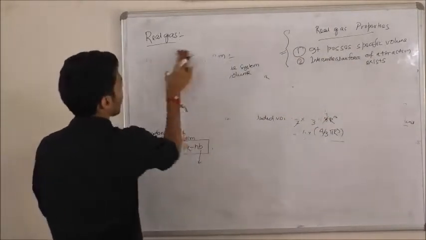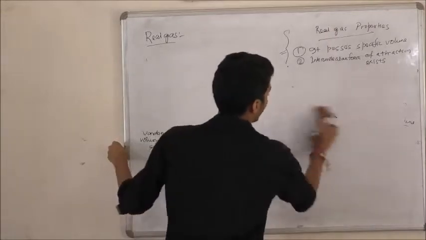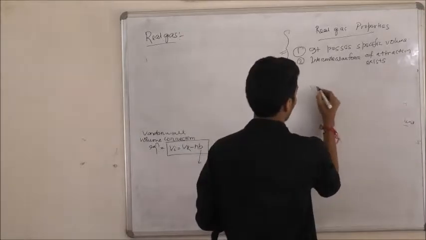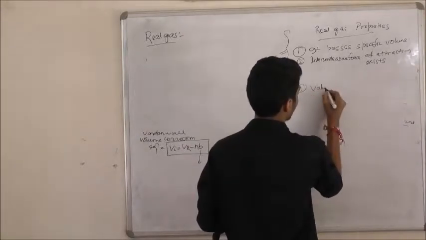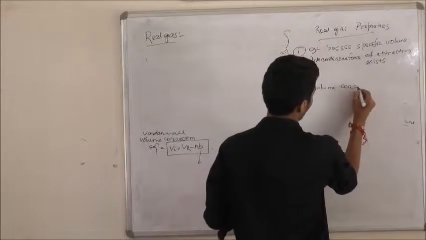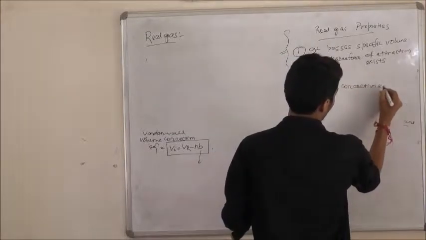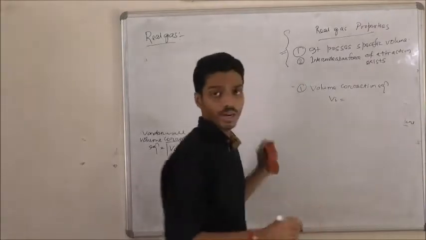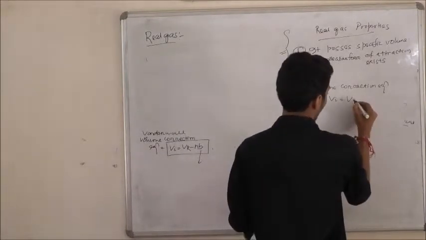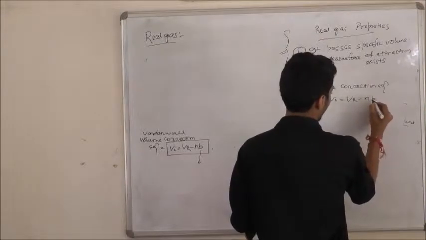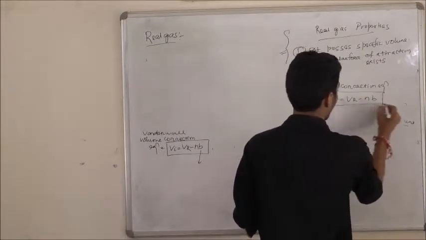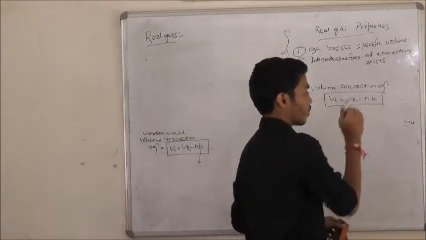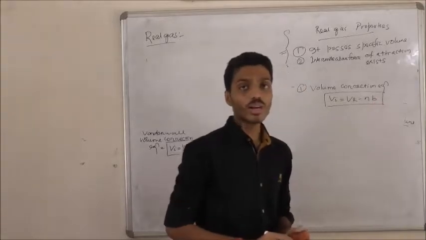We finished it here. The first volume correction we found is the volume correction equation, that is Vi is equal to Vr minus nb, where Vi is the ideal gas volume, Vr is the real gas volume, n is the number of moles, and b is the Van der Waals constant.